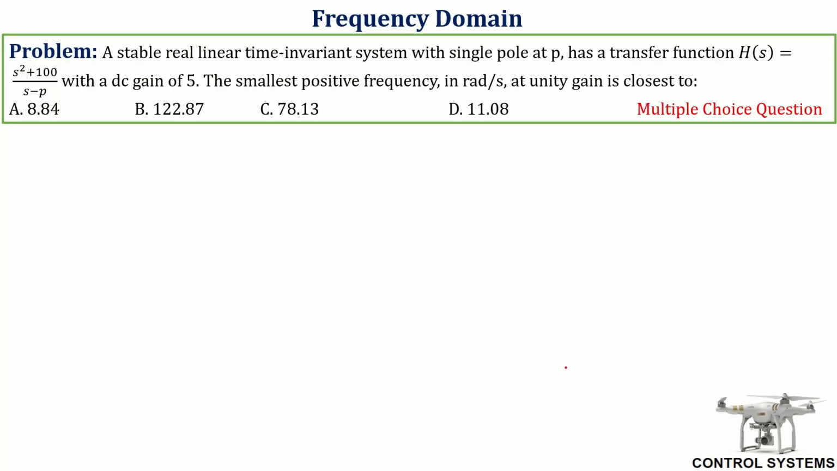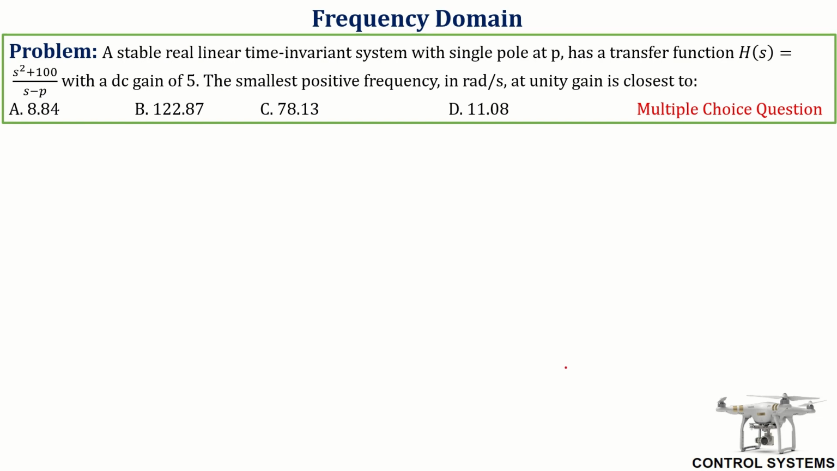Given is a stable real linear time invariant system with a single pole at P, which has a transfer function H(s) equal to (s square plus 100) by (s minus p) with a DC gain of 5. The smallest positive frequency in radian per second at unity gain is closest to. We are given 4 options and we need to find the smallest positive frequency that is obtained.